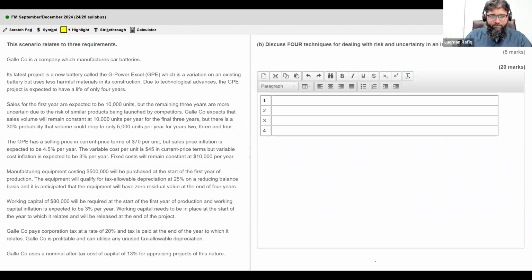Now let's discuss this. What are the different techniques that are used for risk and uncertainty? So what are the techniques that are used for the incorporation of risk and uncertainty in decision making? Do you know what techniques we can use? Any idea what techniques we can use?